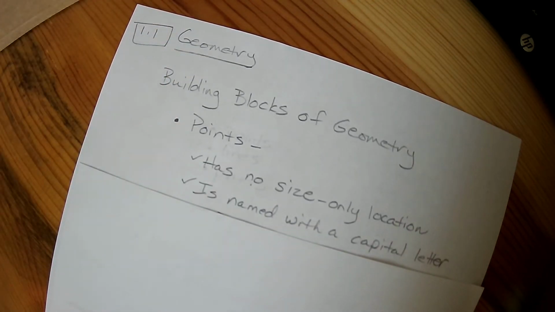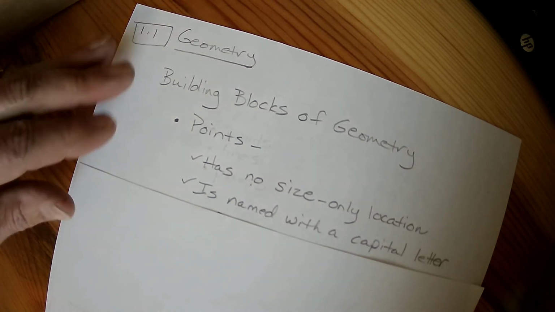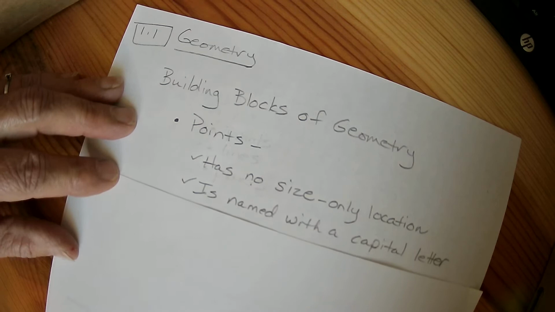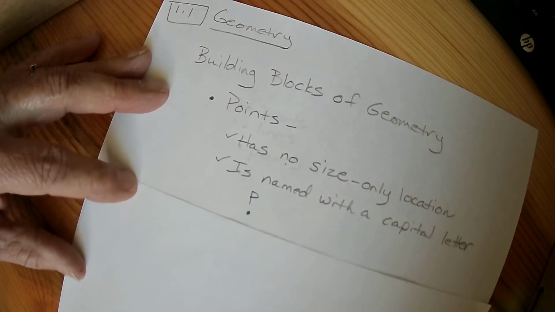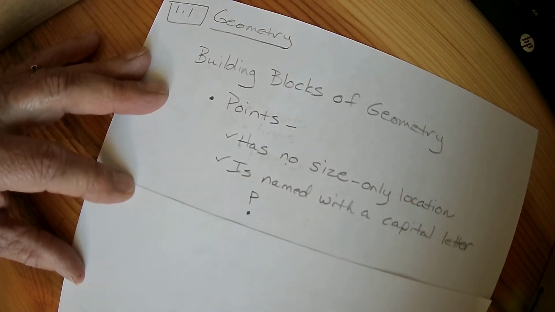And the reason that you can't really define them is because they don't really have a size. For instance, a point has no size, it only has a location. It's named with a capital letter. So there's an example of how to name a point.